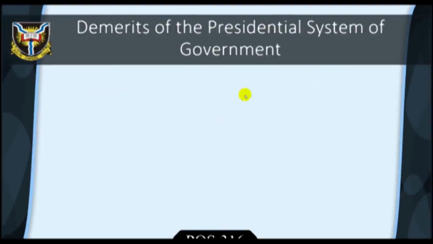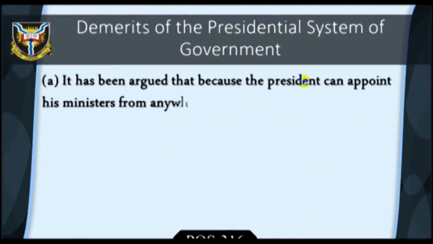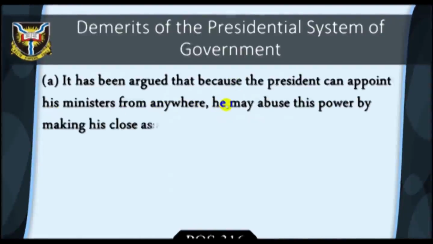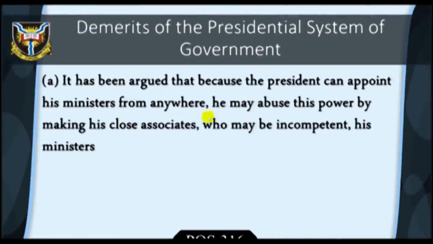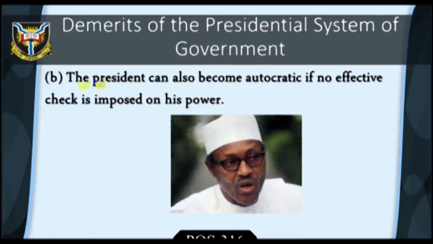Now the demerits. 1. It has been argued that because the president can appoint his ministers from anywhere, he may abuse this power by making his close associates, who may be incompetent, his ministers, whereas in the parliamentary system, representatives of the people who were probably elected because of their competence are also the ministers. 2. The president can also become autocratic if no effective check is imposed on his power.